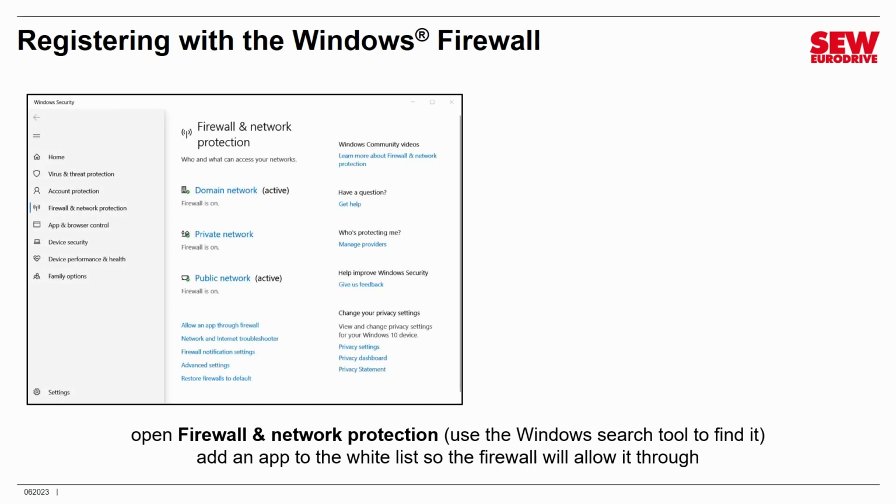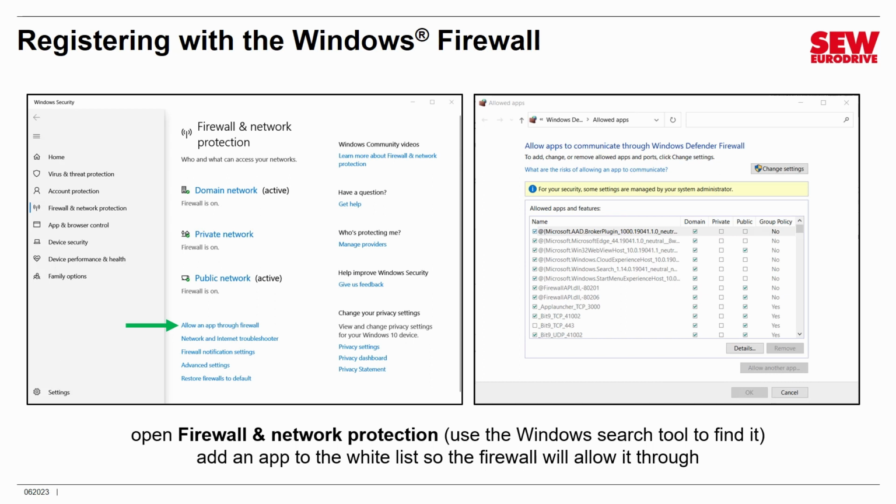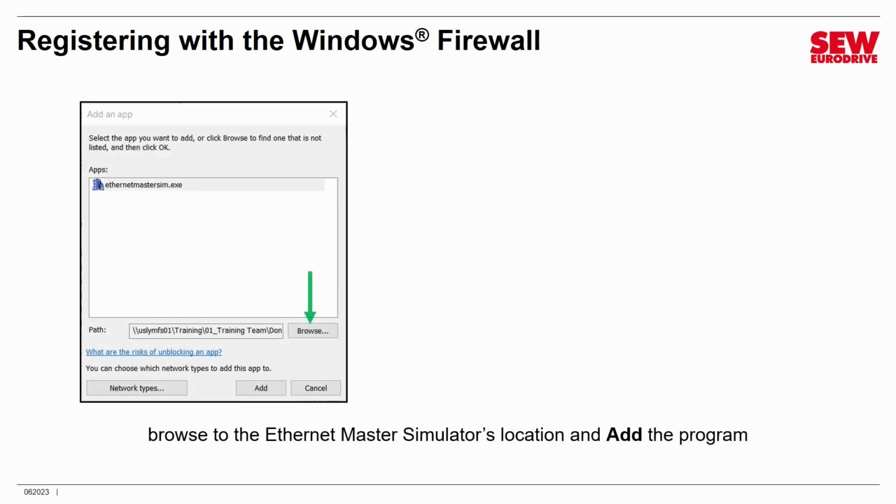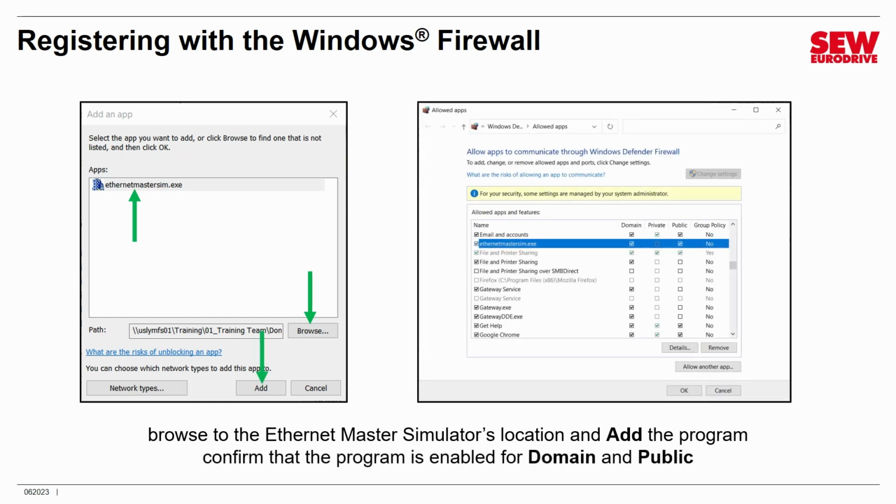So this is kind of what it looks like. You would open up the Firewall and Network Protection app. You would then pick Allow an app through the firewall. This screen would appear. You would click Change Settings and then click the button Allow another app. This screen would appear. You would click the Browse button. Locate the Ethernet Master Simulator on your computer. It's called Ethernet Master Sim.exe. Click the Add button. This screen will appear.